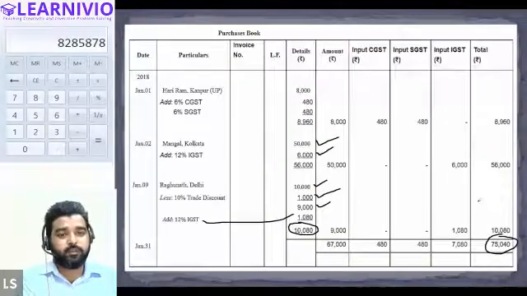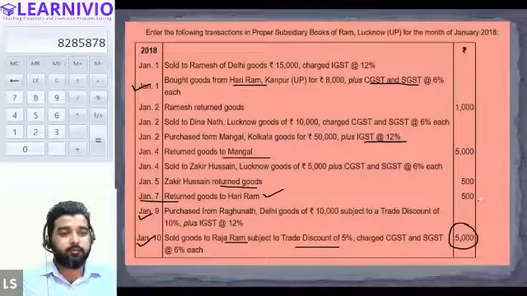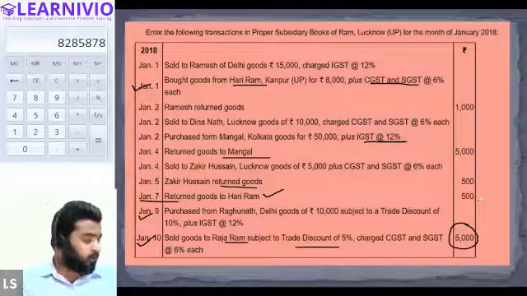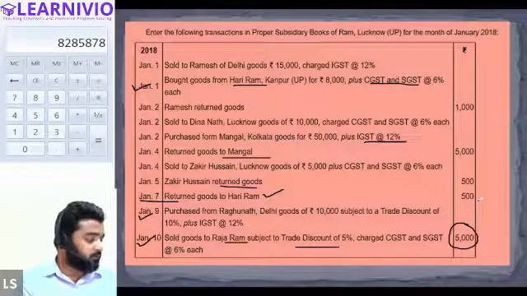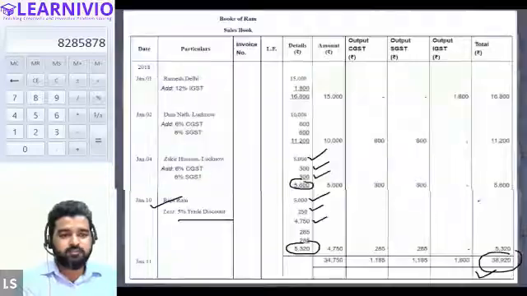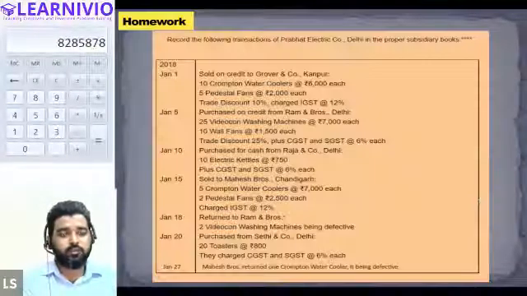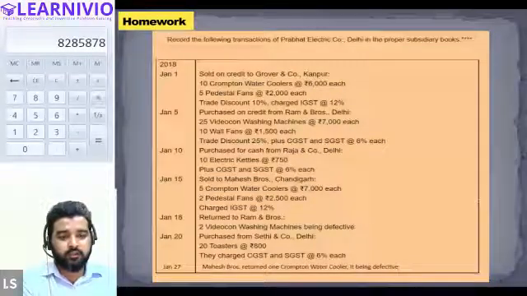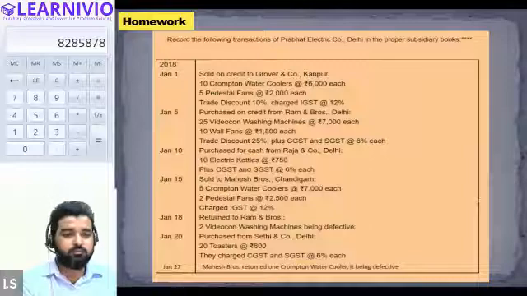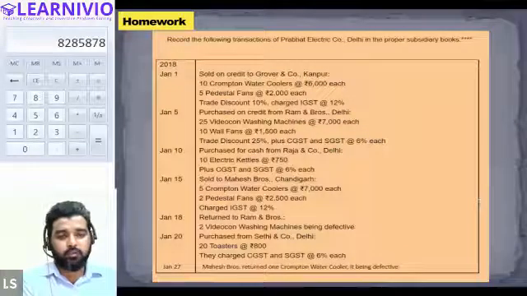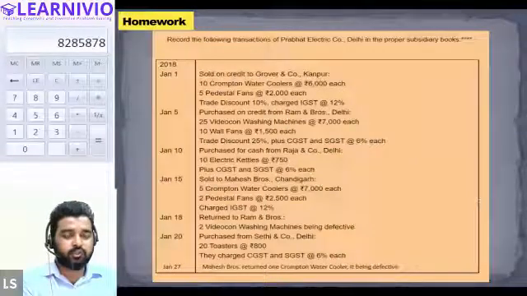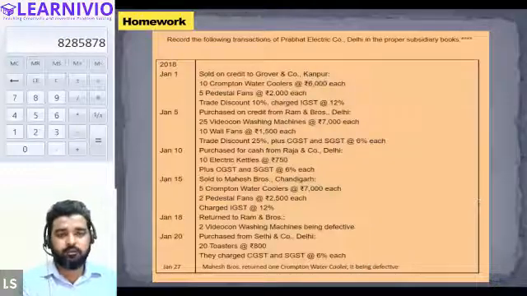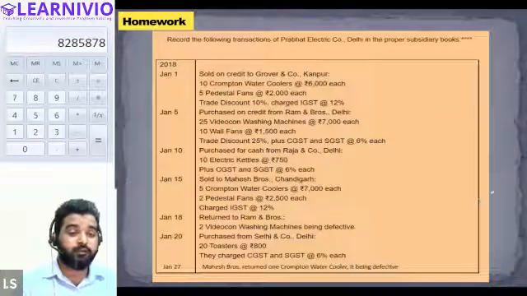So this is basically a full-fledged question based on all the concepts that we have discussed in this chapter: purchase, purchase return, sales, and sales return, everything. So I'm giving you one more similar question like this. You will be doing this as your homework. This is the question. Just take the screenshot of this question and read it once, and do let me know if you find any difficulty with the transactions. After you are done with this, we will move to the other topic.